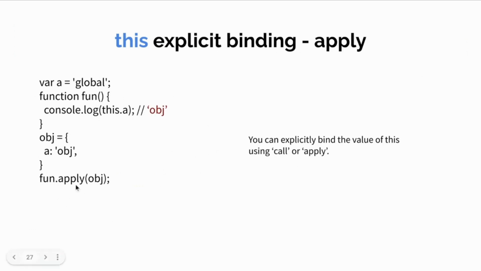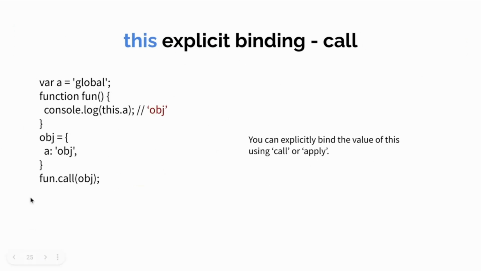With apply also, it's the same. It's a way to explicitly bind instead of putting something on the left hand side and then trying to understand. In apply you can use an array for the parameters, and in call you have to pass parameters one by one, comma separated.